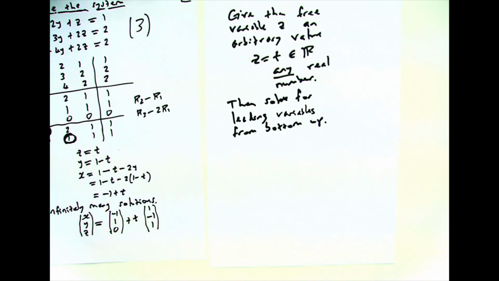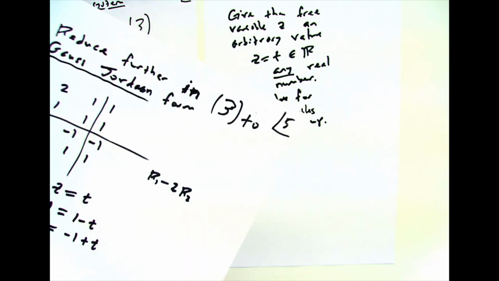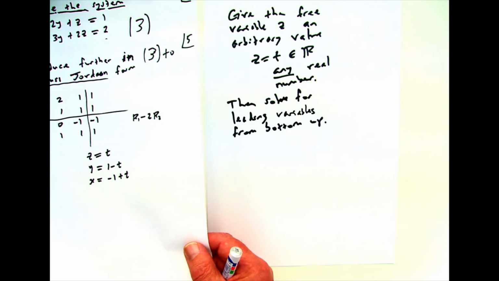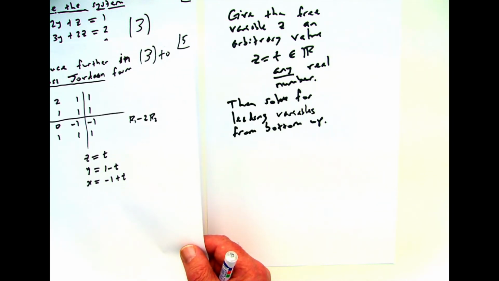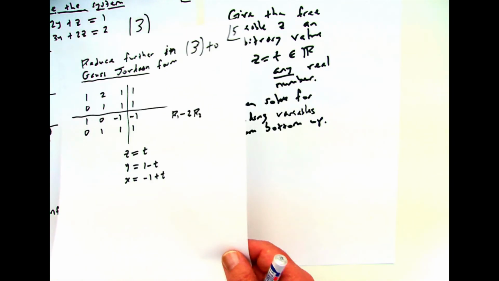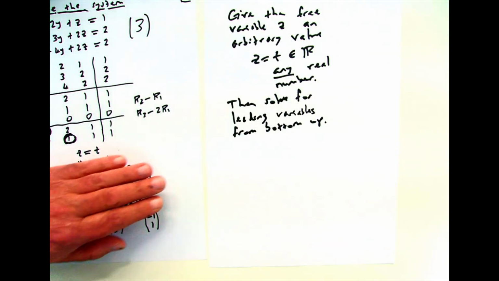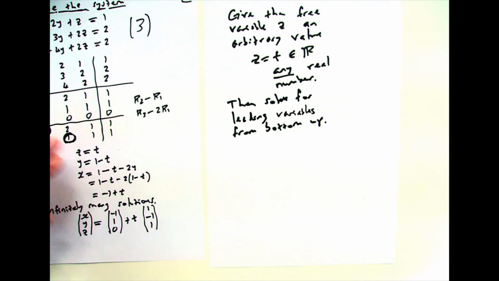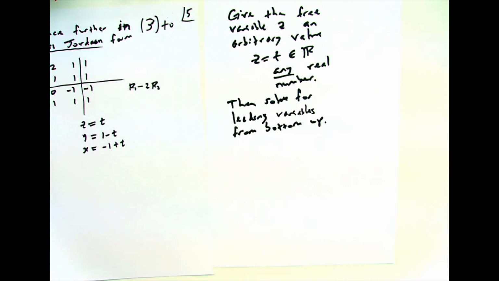So shall we just continue this example and just do one more step, and it'll be in Gauss-Jordan form. So I'm just going to do the one that we've just done. It's in row echelon form, but we can do another step to put it in the Gauss-Jordan form. Okay, so we'll do one more step.